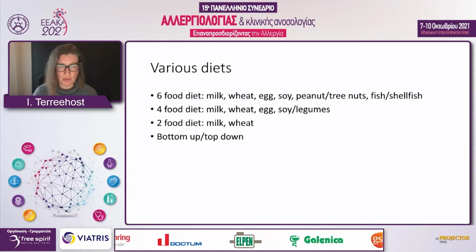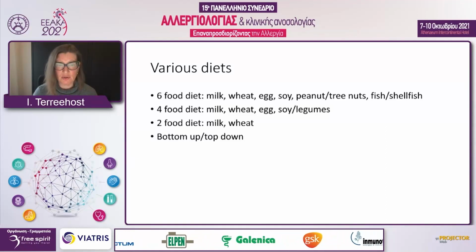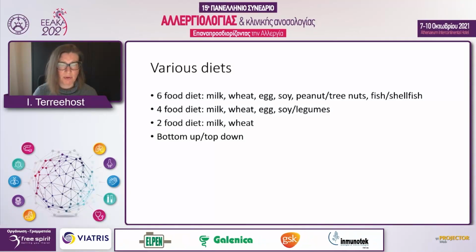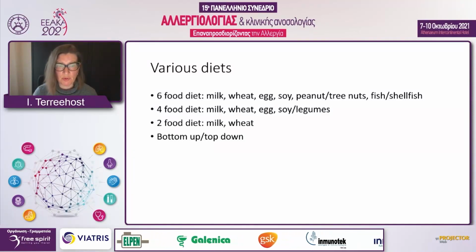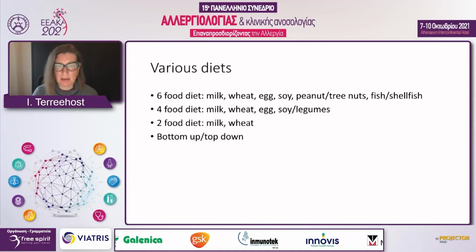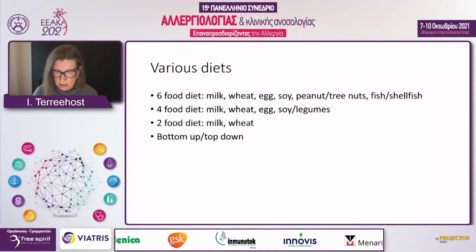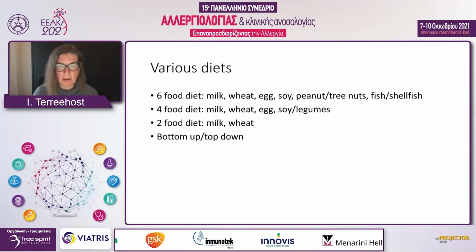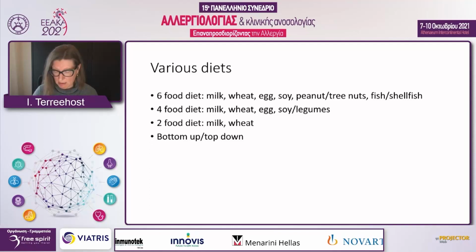While we first used the top-down method, where you start with a 6-food diet and you reintroduce certain foods, we now prefer the bottom-up, where you start with a 1-food or a 2-food diet, and if it doesn't work, you move to a 4-food and 6-food diet. And dietitians actually assure me that it's easier to have people leave things from the diet more and more. It's easier to do than have them implement a 6-food diet at the very beginning.